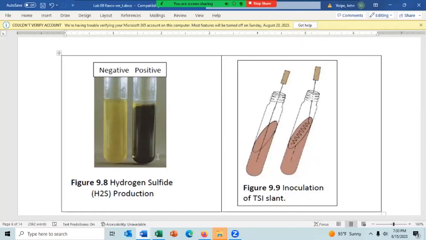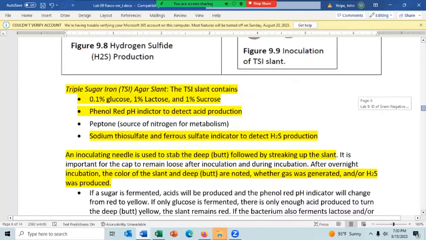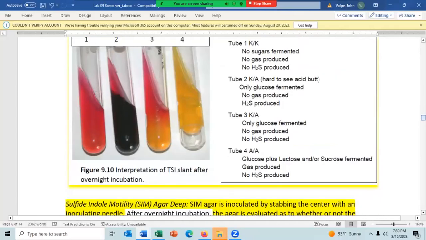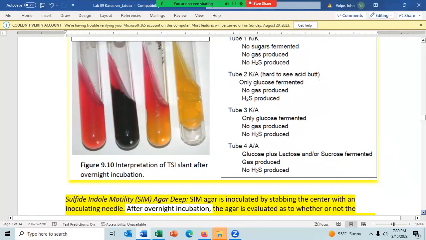That might be SIM media. That's not triple sugar iron. So that's probably the SIM media. You can also test for hydrogen sulfide production in triple sugar iron. You stab inoculate. Hydrogen sulfide, once again, happens in the bottom portion of the tube, turns black. Hydrogen sulfide is produced. Hydrogen sulfide positive and hydrogen sulfide negative, all the other tubes. And this is looking at triple sugar iron. We'll talk more about that in a little bit.